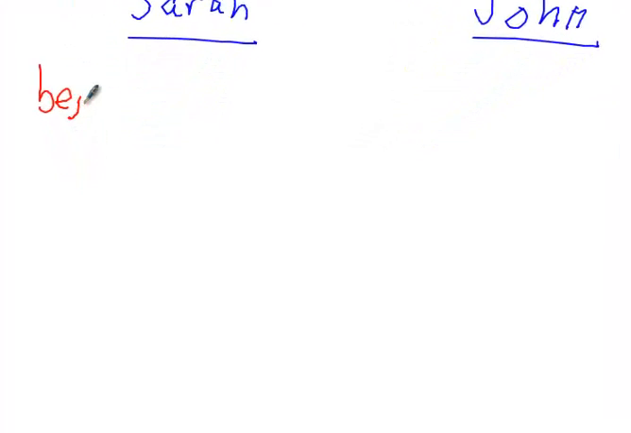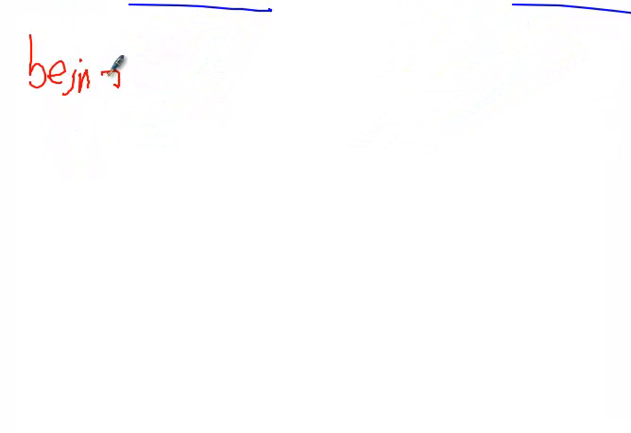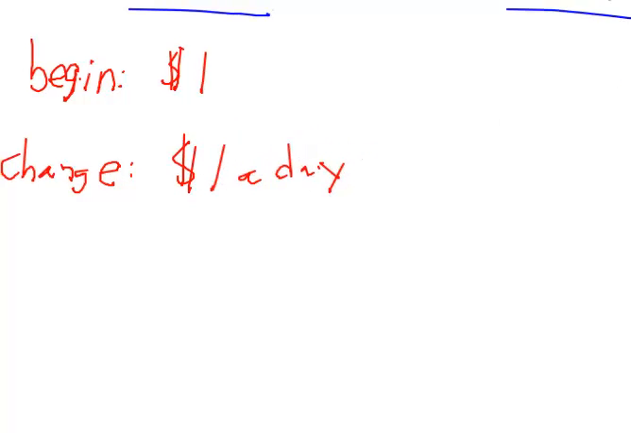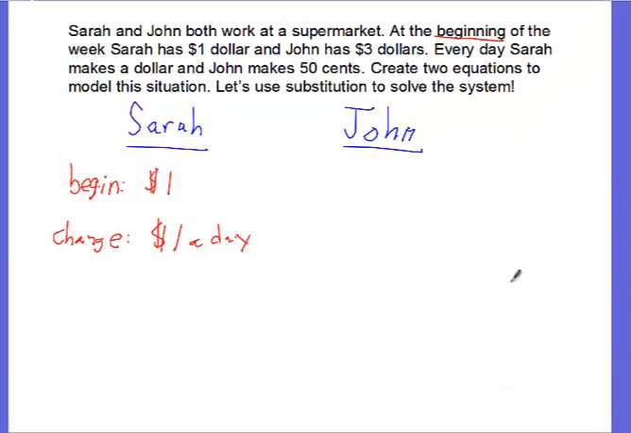If you notice, this says that Sarah, at the beginning of the week, had $1, that's her beginning value. So her begin is $1. And then it says that every day she makes $1, so her change is $1 a day. I'm going to pause this real quick to fix my pen. All right, I'm back. So, Sarah begins with $1, and her change is $1 a day.